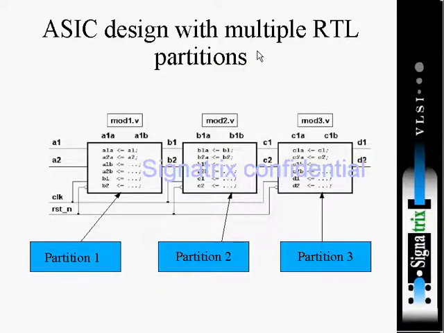So, ASIC design with multiple RTL partitioning. Okay, so one block. They are telling one file mod1.v, another file mod2.v, mod3.v. So this is an RTL file. Okay, so this partition means partitioning. You know, na?